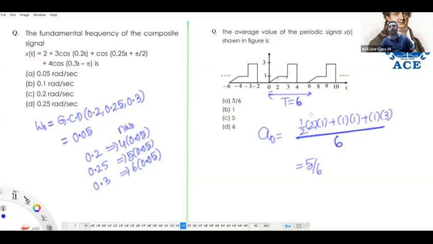All these are competitive questions only, sir. Not for fun am I discussing. Average value is the area of the signal over one period divided by the fundamental period. Very good, most of you have responded. Take the area of the triangle and two rectangles, divided by the fundamental period.